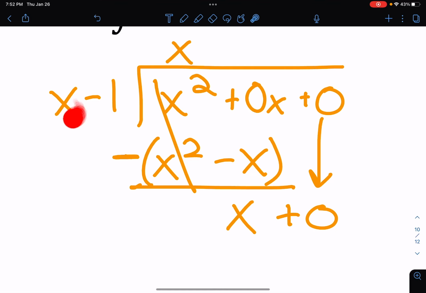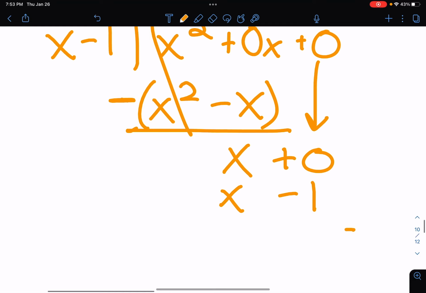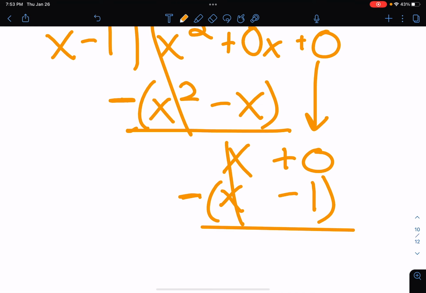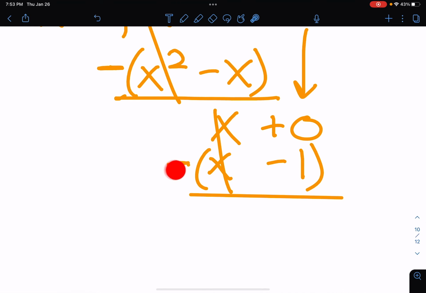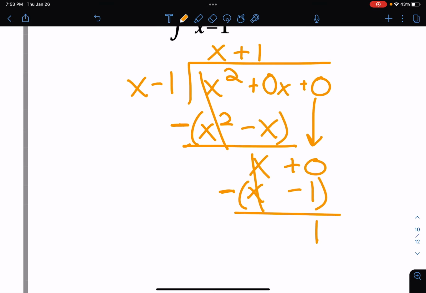And now I do it again. x times what gives me x? Well, that's going to be a positive 1. And now I distribute. 1 times x is x. 1 times -1 is -1. And now again, I subtract. So those x's cancel, and then 0 minus -1, double negatives, I get 1. And remember, the way you know you're done with long division is when what is left is of a smaller degree than what you are dividing by. So this is how I know I'm done.